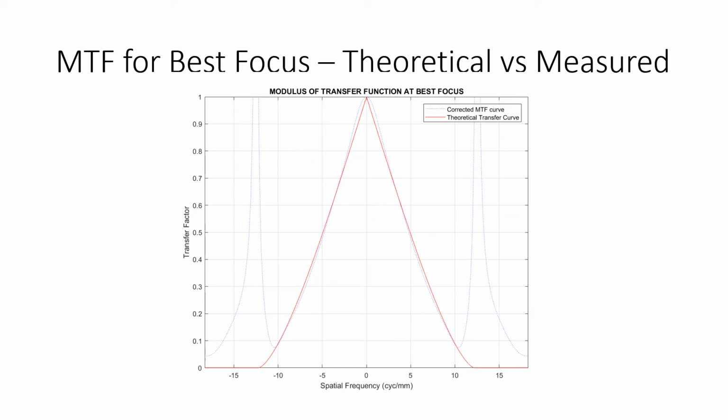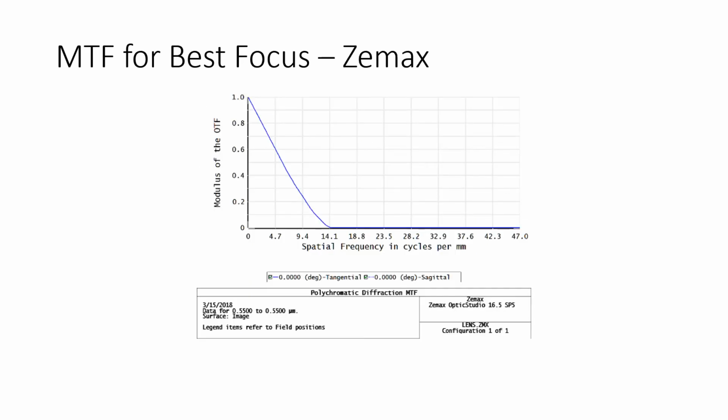The figure shown is the plot generated from Zemax for our optical setup. It has a slightly greater cutoff frequency, around 14 line pairs per millimeter, but overall it follows a very similar trend to our MATLAB theoretical and measured MTF. The difference in line pairs per millimeter can be attributed to displacement between the slit and actual best focus.